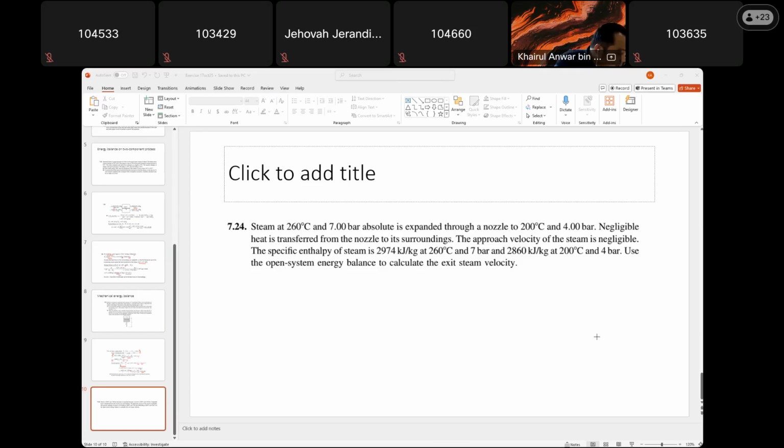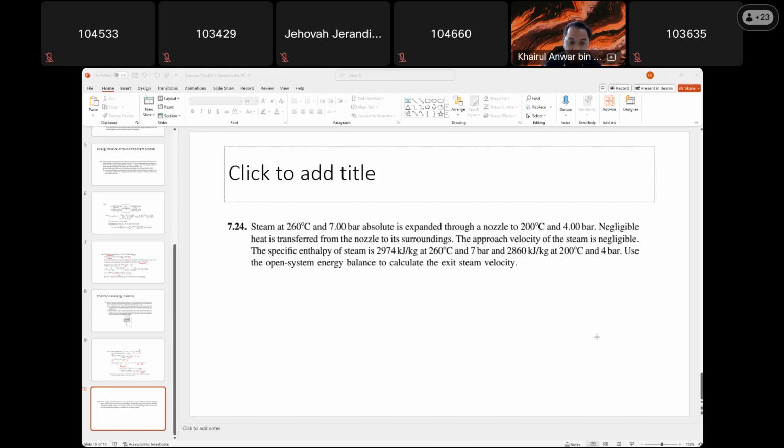The specific enthalpy of steam is given, so we need to check that. Use the open system given the exit steam velocity. So to answer this question, write the equation first: delta H plus delta EK plus delta EP equals Q minus W s. If the Q and W s are 0, then we are left with delta EK and delta EP expressions.